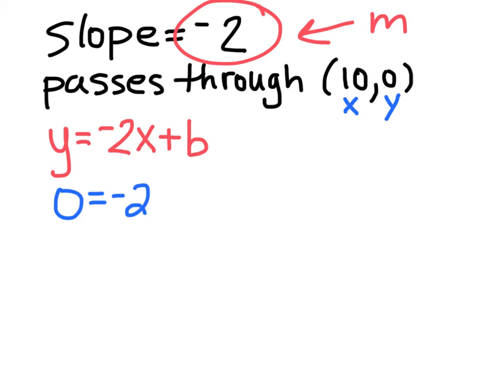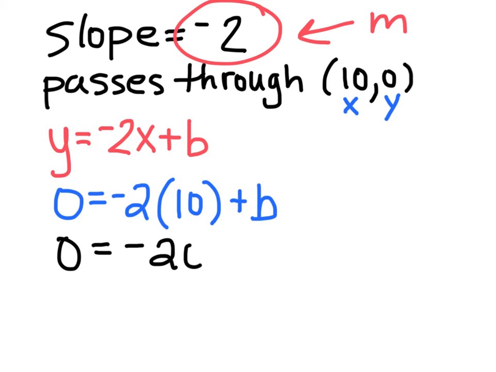I'll keep the slope and substitute 10 in place of x plus b. Again, x was 10, so where I see x in the equation, I rewrite a 10. y was 0, so where I see y in the equation, I rewrite it as 0. With a little multiplying, we get that 0 has to equal -20 plus b.